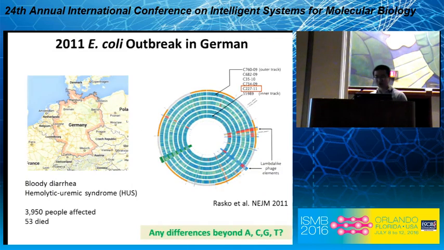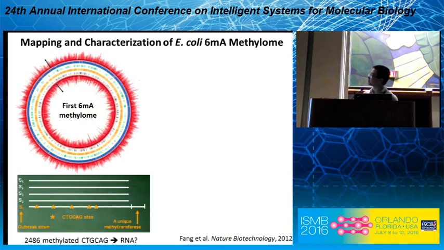So after we realized it's really exciting that it's possible to map 6-mA at genome-wide scale at single nucleotide resolution, it was back in 2011 when there was a well-known E. coli outbreak in Germany with greatly increased virulence. Many groups across the world were asking which genes contribute to the virulence of this outbreak strain. But we tried to ask a different question. We wanted to know, beyond the DNA sequence, is there any methylation that further contributes to the virulence of this outbreak strain? So we used SMRT sequencing and mapped the first 6-mA methylome.